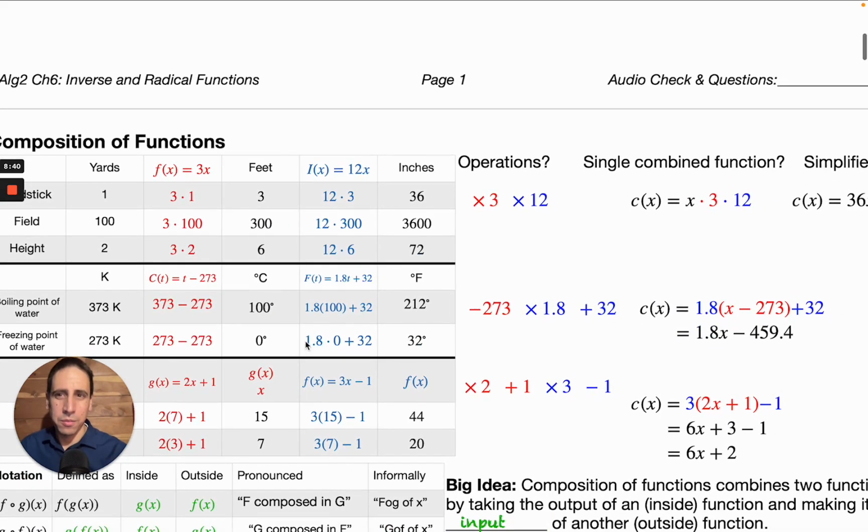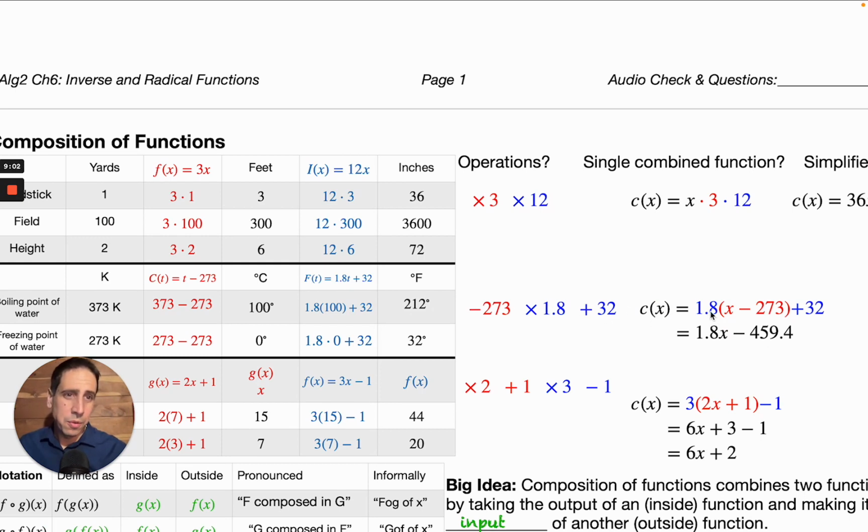You notice how the red operations are inside a set of parentheses. That just helps us do them first. So you take whatever input you have in Kelvin, and then first you subtract 273, and then you multiply by 1.8, and then you add 32. So there's 3 different operations in order. First subtract, then multiply, then add.